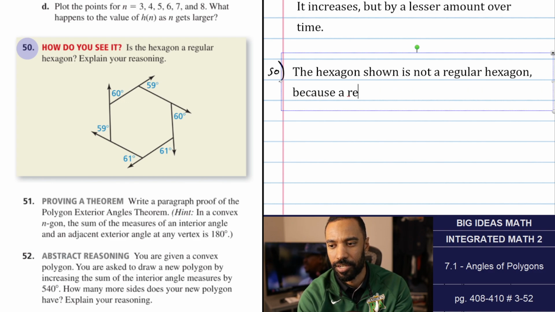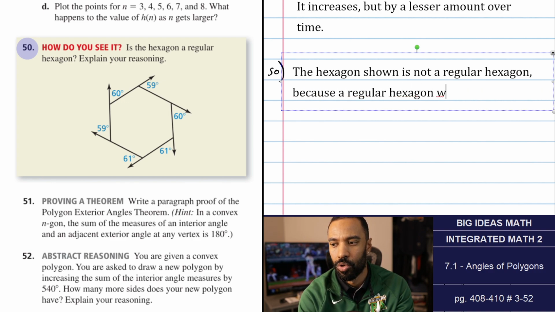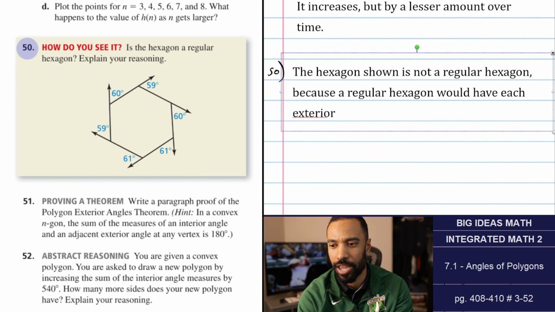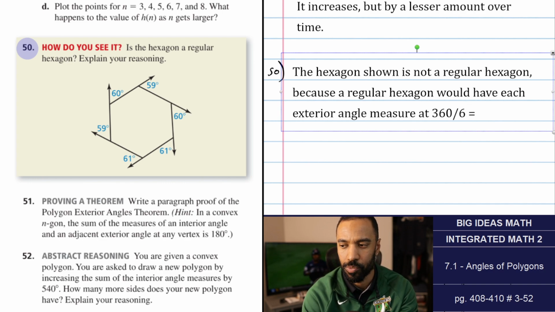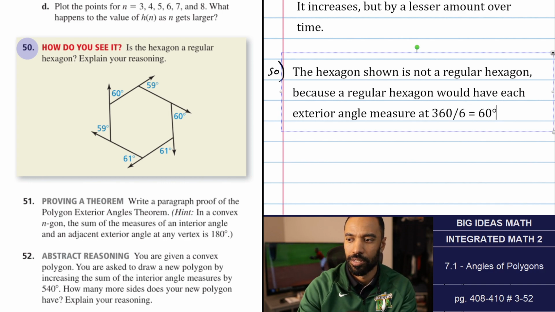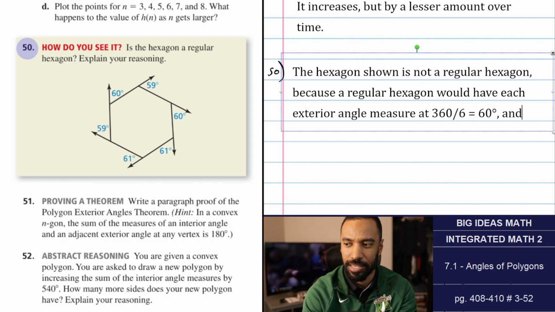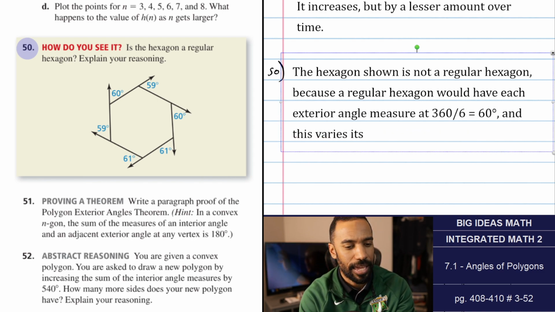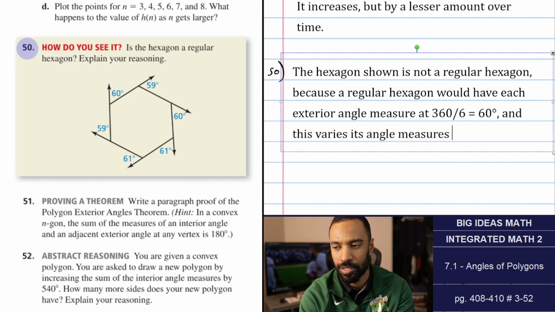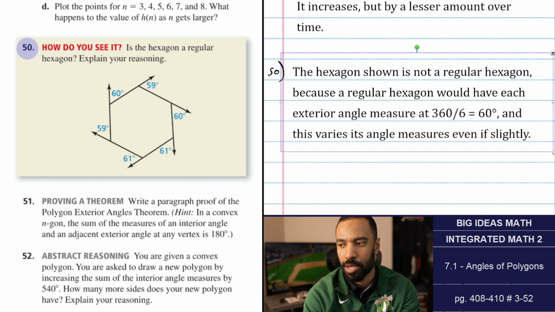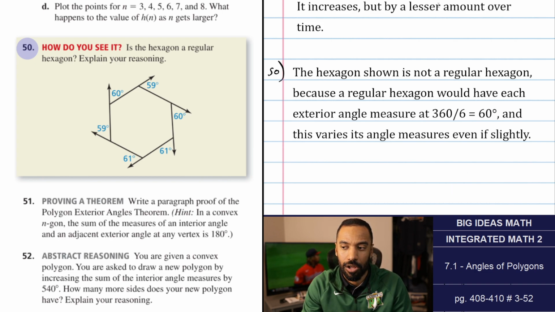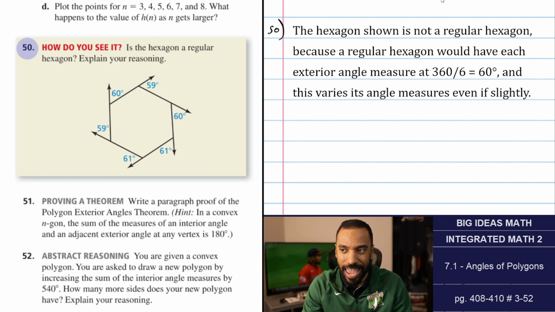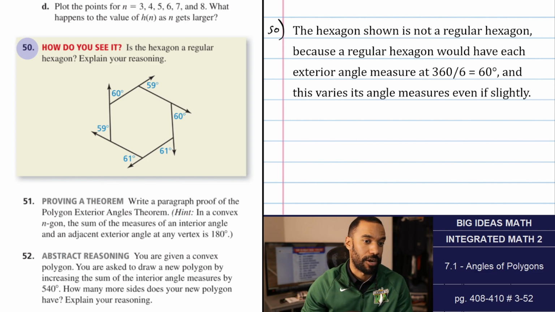because a regular hexagon would have each exterior angle measure at 360 over 6, which equals 60 degrees. And this varies its angle measures, even if slightly. Some are 1 degree over, some are 1 degree less. If they're not all 60, then it's not regular. All angles. It needs to be equilateral and equiangular. I don't even know if it's equilateral. Wouldn't even know based on that. Kind of a weird question.